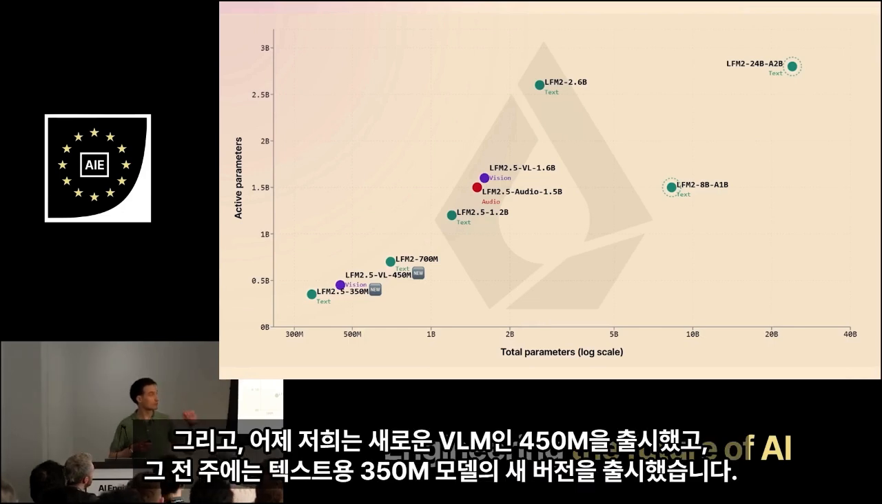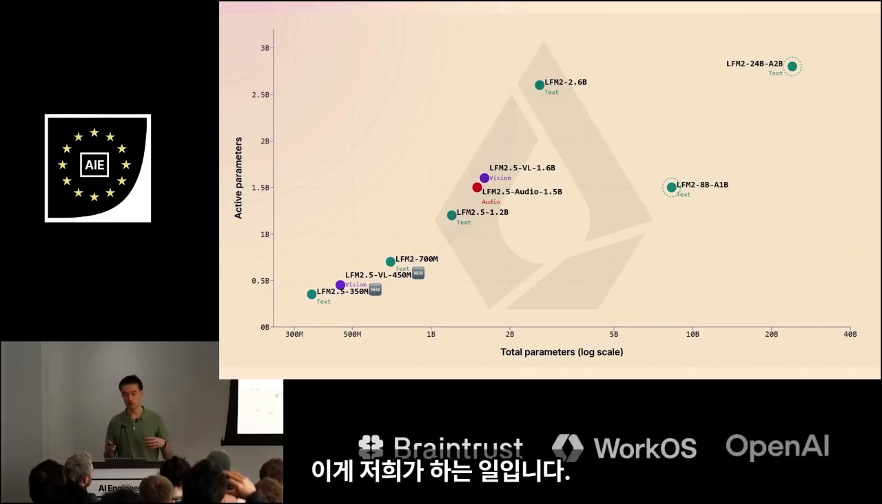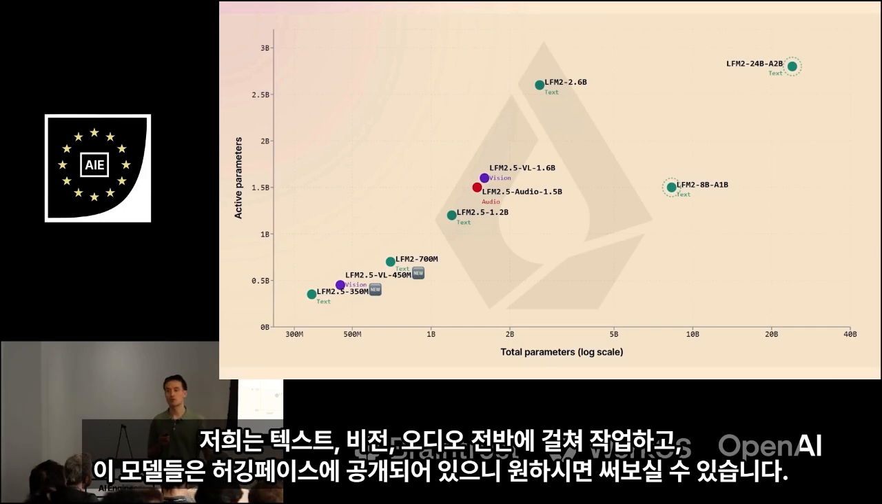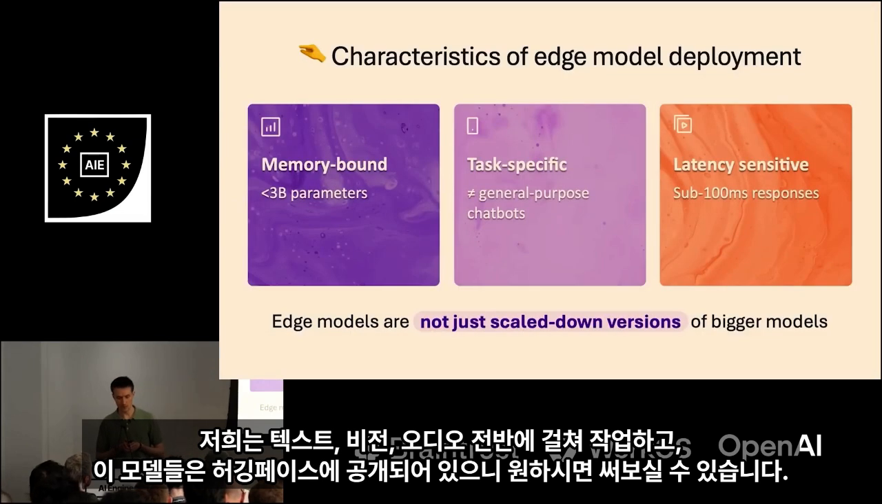And yesterday, we released our new VLM 450M, and the week before, we released the new version of the 350M model for text. So this is what we do. We work across text, vision, and audio. And yeah, the models are available on Hugging Face if you want to try them out.